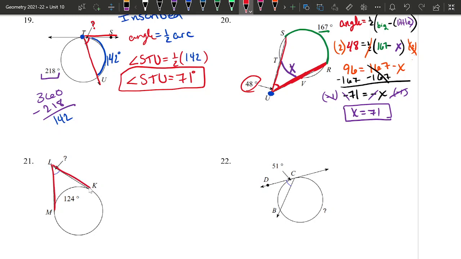The angle is here. That's what we're looking for. I'm going to call that X. And the vertex of that angle, point L, is outside of the circle. So the angle equals 1/2 of the big arc minus the little arc.